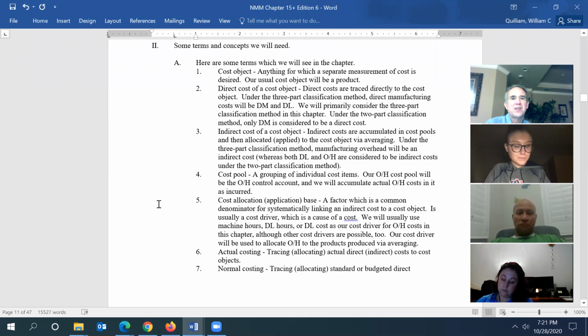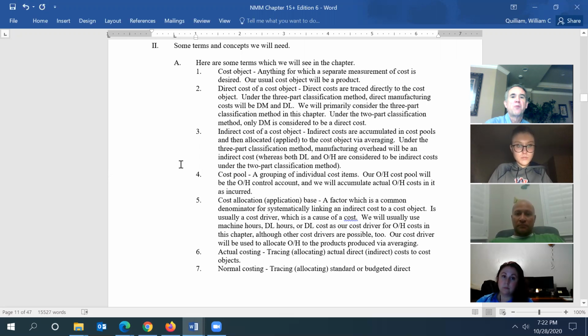So some terms that we saw, cost object, just anything for which a separate measurement of cost is desired, like a product. Direct costs, we're talking about direct materials and direct labor. By the way, we will see in chapter 17, we can trace the exact amount of direct materials that have been used to the product and the exact amount of direct labor that's been used to the product as well. So we will know the exact number of dollars that product consumed. An indirect cost, we cannot trace it like that. Instead, we throw it in a cost pool, which is overhead, and again, we will see tonight, then we allocate it.